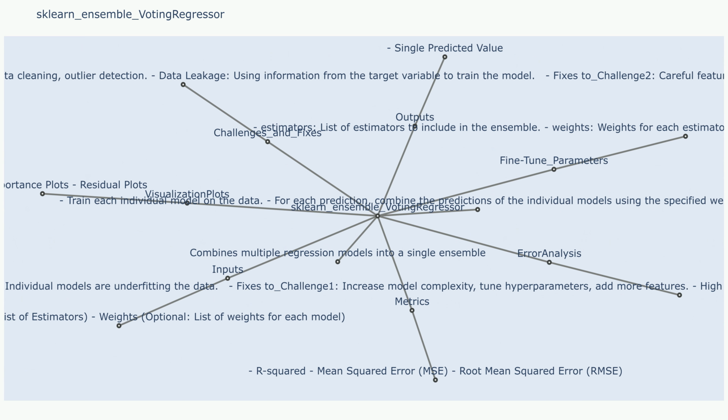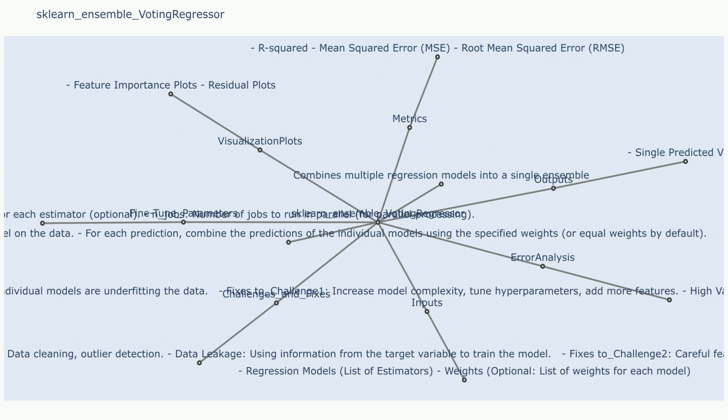Steps. Training: the voting regressor does not perform any independent training. It simply takes already trained regression models as input. Prediction: when predicting, the voting regressor feeds the input data to each individual estimator in the ensemble. It then combines the predictions from each estimator according to the specified weighting scheme.